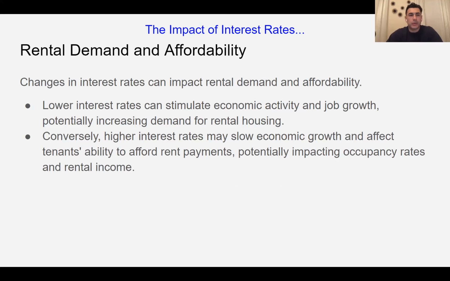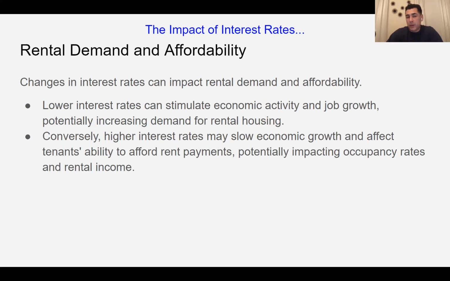Now, in regards to rental demand and affordability, as interest rates increase, the affordability of actually purchasing a house is just the opposite, less affordable. So a lot of people turn to their only option, which is to rent. As interest rates rise, affordability becomes less. You need more money to get into a property. Prices are still high, they don't fluctuate as much. So therefore, people turn to renting.